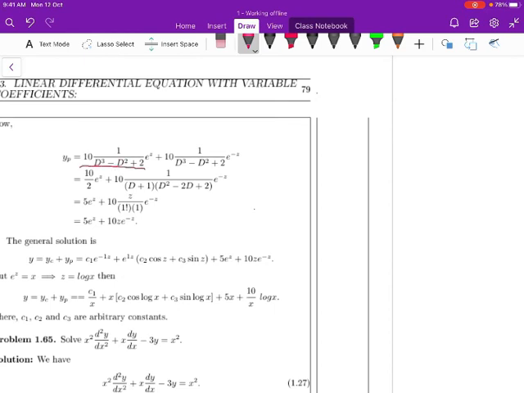yp is equal to 10 into 1 by D cube minus D square plus 2 into e power z plus 10 into 1 by D cube minus D square plus 2 into e power minus z. For the first case you operate with D equal to 1, and for the second case D equal to minus 1. So for the first case, 10 into, when you take D equal to 1, 1 minus 1 plus 2 is 2, the denominator, into e power z.